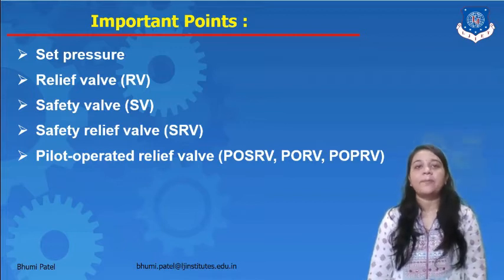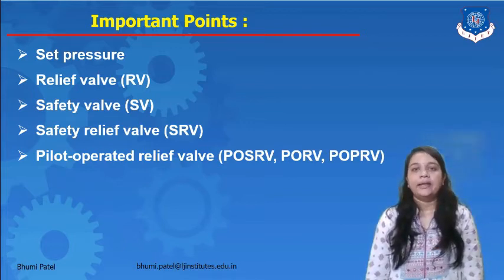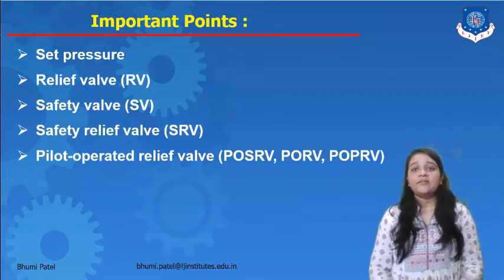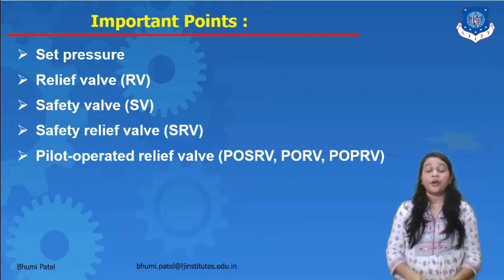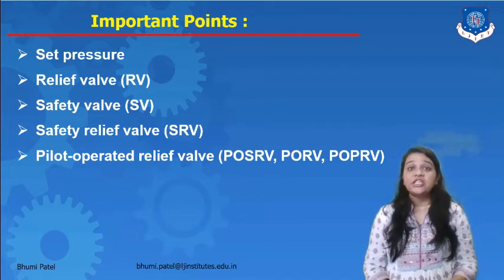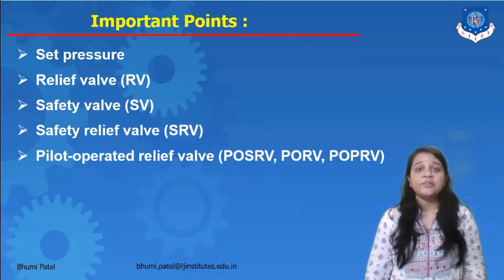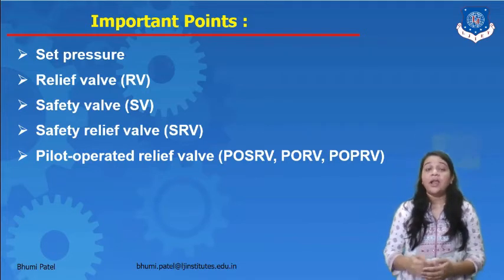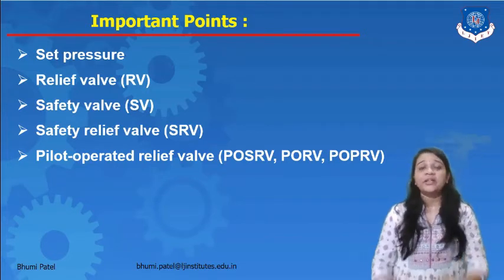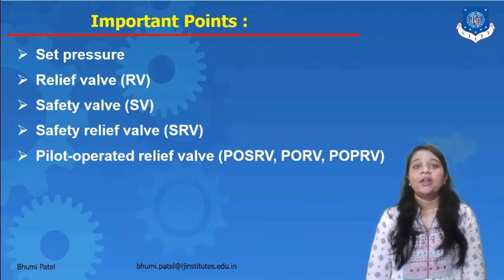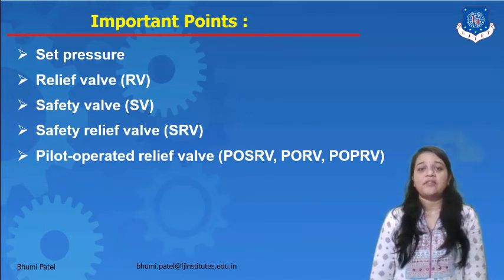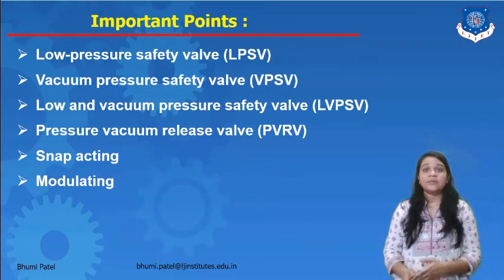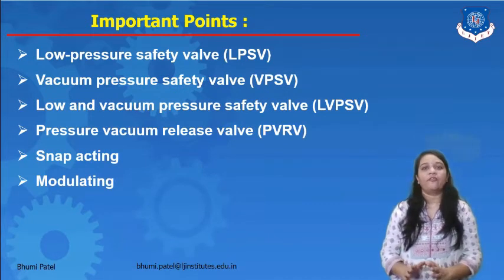Now the next one is the pilot operated relief valve. It is a device that relieves by remote command from a pilot valve which is connected to the upstream system pressure. So generally pilot relief valves are connected on the upstream side of the system. Now the next one is the low pressure safety valve, an automatic system that relieves by the static pressure of a gas.